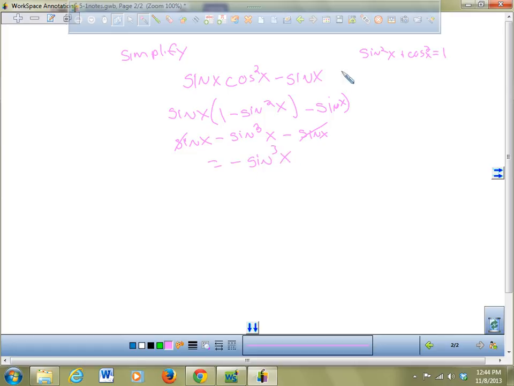So if this is equal to 5, or I don't know, 1, oh, it couldn't be, it'd have to be less than 1. If this is equal to 0.9, you can solve that trig equation by taking the cube root of both sides and then doing the inverse. We'll get to that part. But that's one way that you simplify.